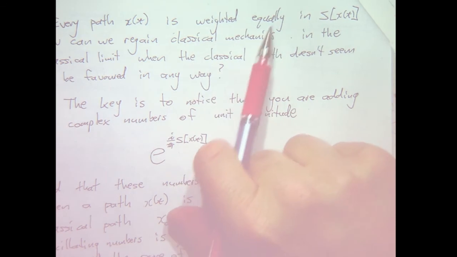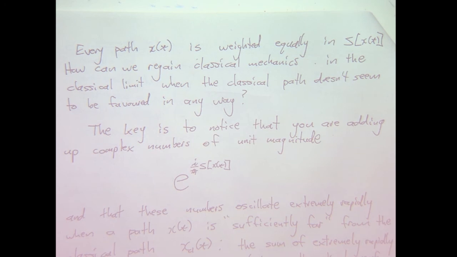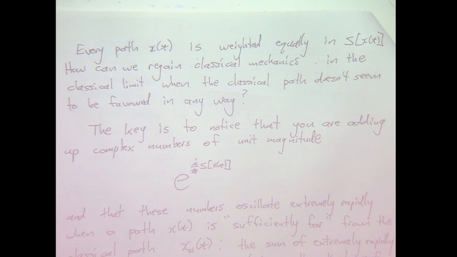So every path is weighted equally, in the sense that the complex number has unit magnitude. And then you might ask, well, hang on, what if the particle has a mass of, you know, a kilogram and it's just a classical particle? How can this recover the classical path? If you're just weighting each path with a complex number of unit magnitude, how can you get a classical path? Well, the thing is that the complex number is this.